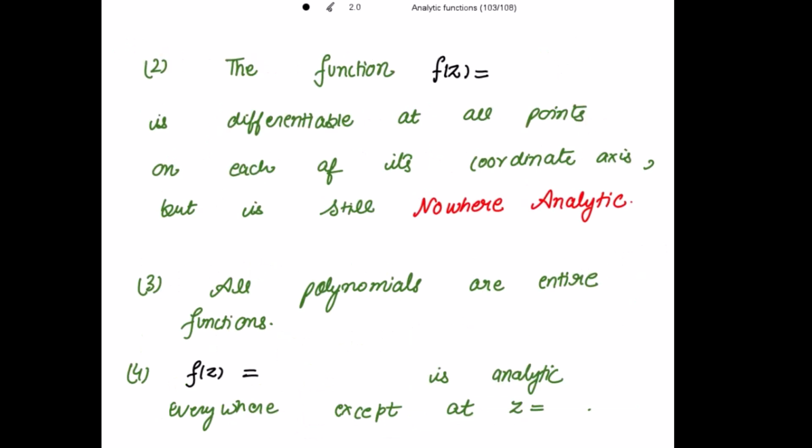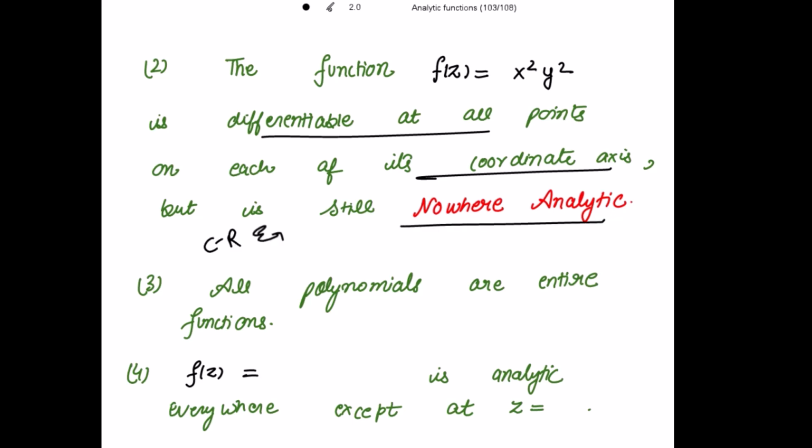Second, if I take the function f(z) as x square y square, this is differentiable at all the points on each of its coordinate axes but is still nowhere analytic because the CR equations, the Cauchy-Riemann equations, are not satisfied for this function. So that is why we say that even if the function is differentiable at all points on each of the coordinate axes, the function is still nowhere analytic because the CR equations are not satisfied.